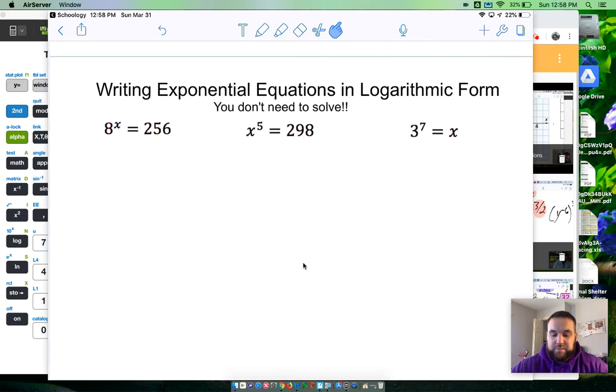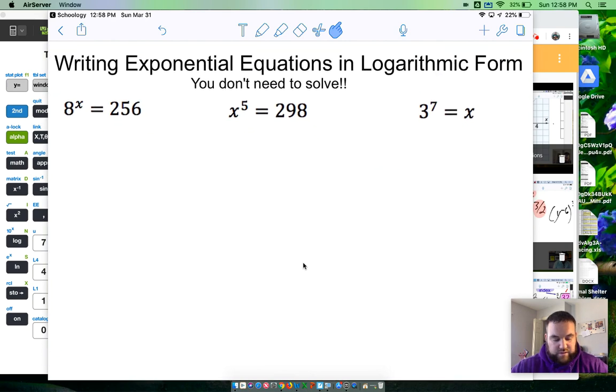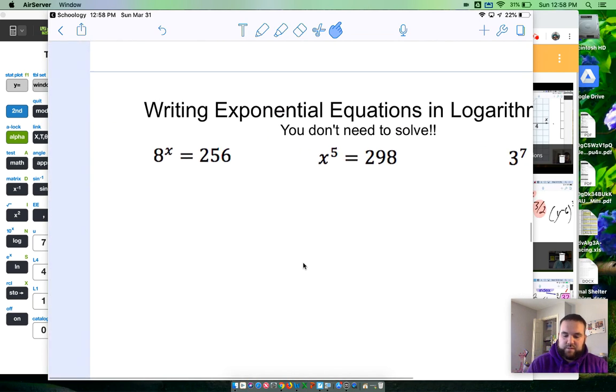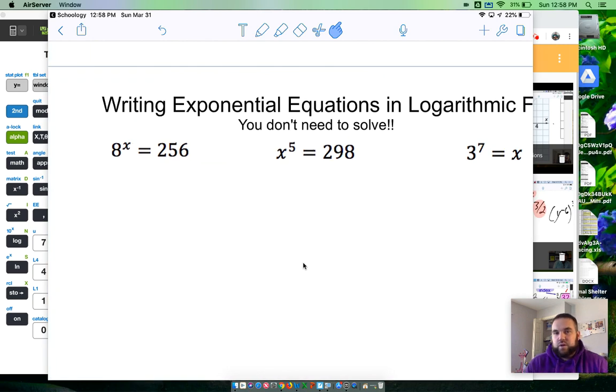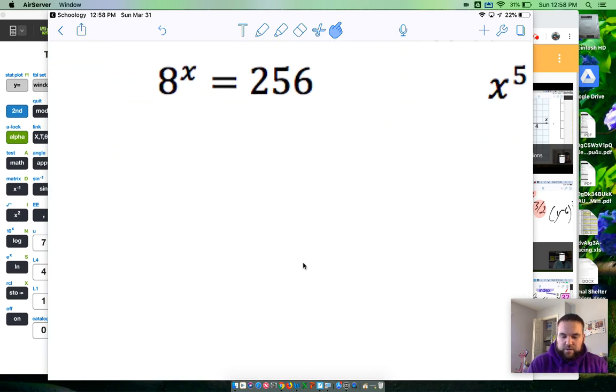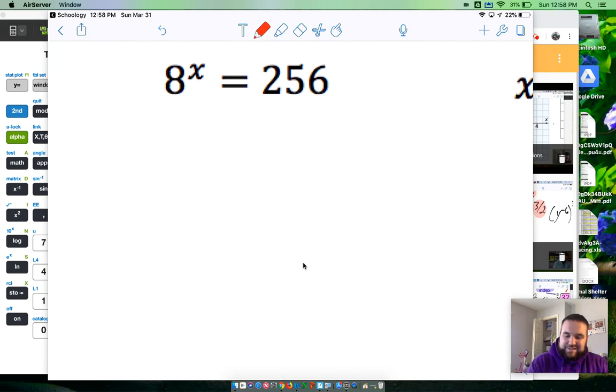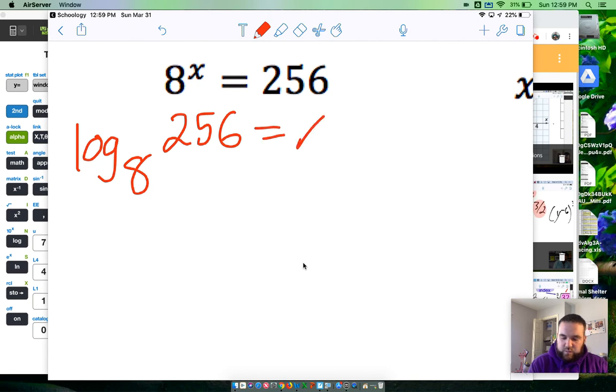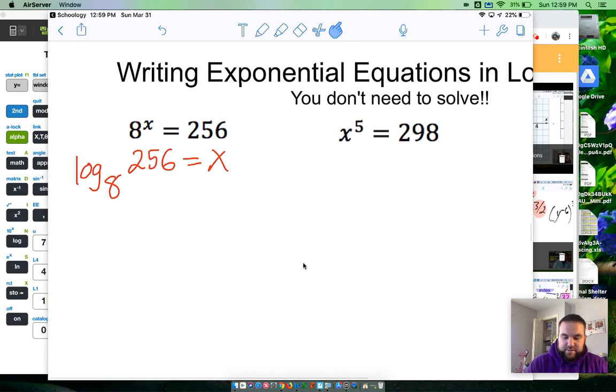If I wanted to do the same thing with equations, just like an exponential equation where there's a variable involved and I have to solve for something, I don't want you to solve these. I just want to get practice rewriting this. So if I have 8 to the x power equals 256, I would rewrite that as log base 8 of 256 is equal to my unknown value x.